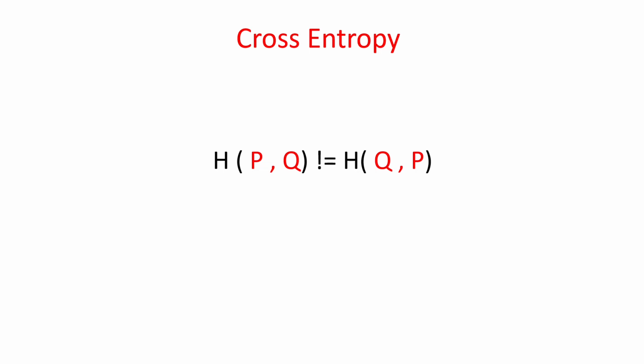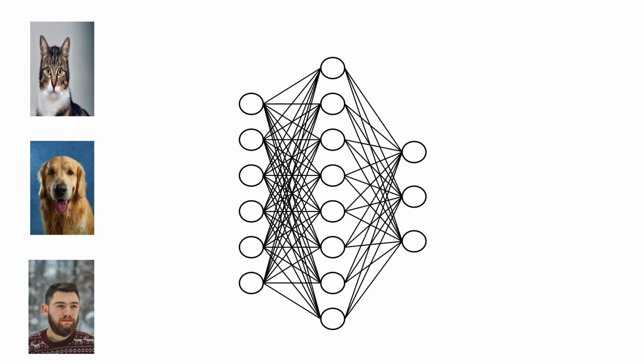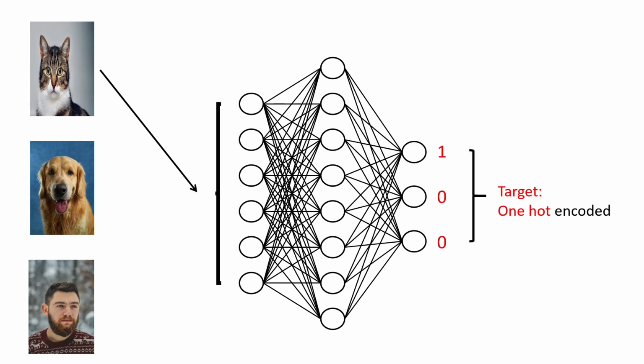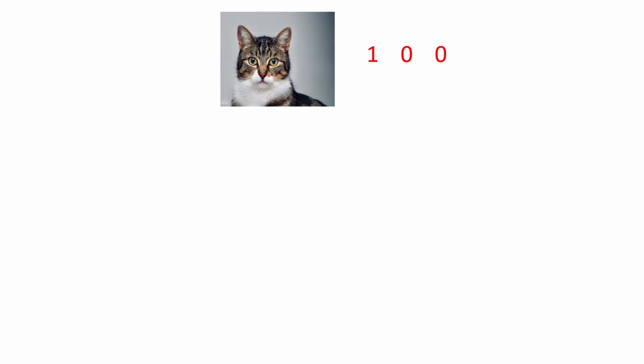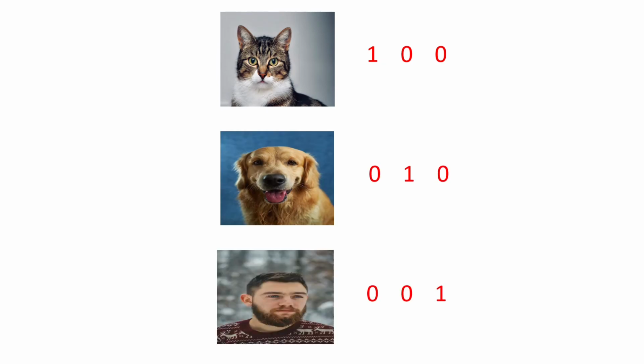Okay, now it is time to put cross entropy and neural networks together. Let's say you are trying to classify cats, dogs, and humans using a neural network. Then, in this case, the target will be a one-hot encoded vector with 1 at the position of the true class. Let us also assume that the first position corresponds to cat, second to dog, and third to human.